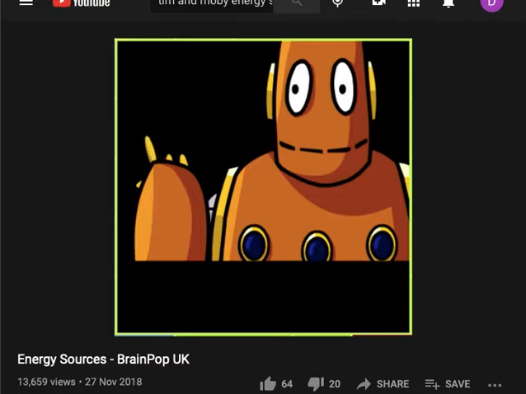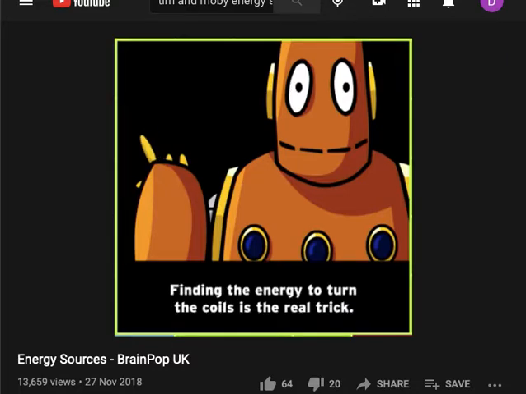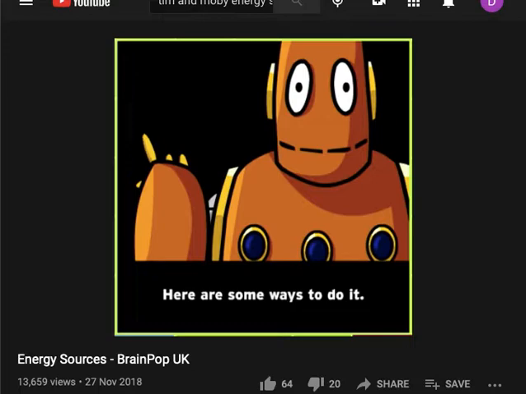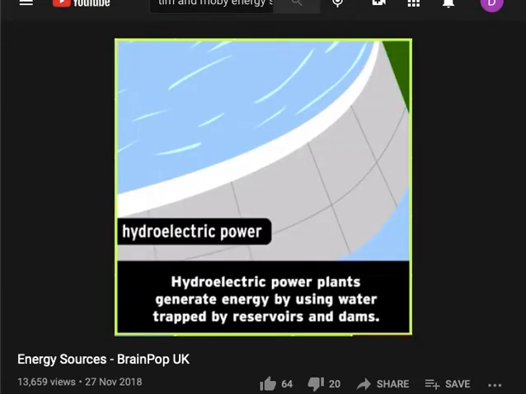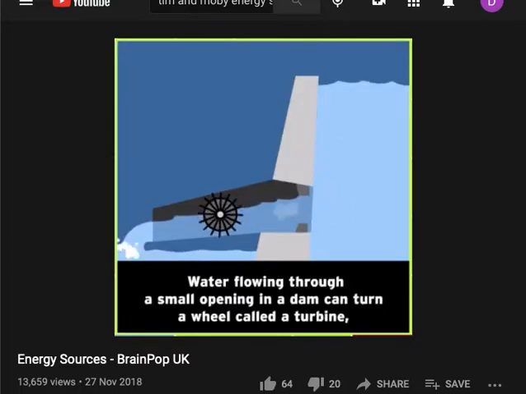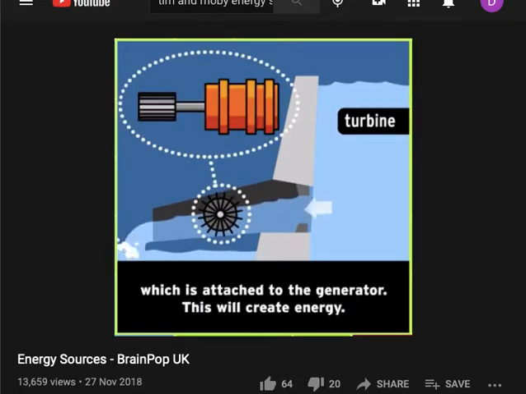Good question. Finding the energy to turn the coils is the real trick. Here's some ways to do it. Hydroelectric power plants generate energy by using water trapped by reservoirs and dams. Water flowing through a small opening in a dam can turn a wheel called a turbine, which is attached to the generator. This will create energy.